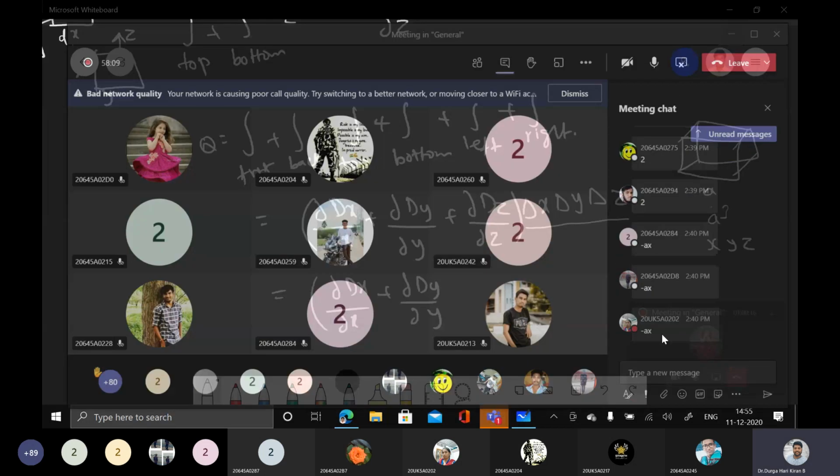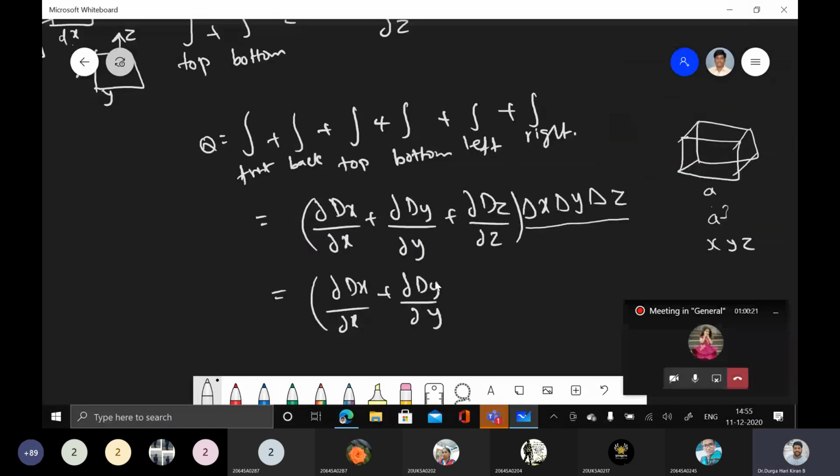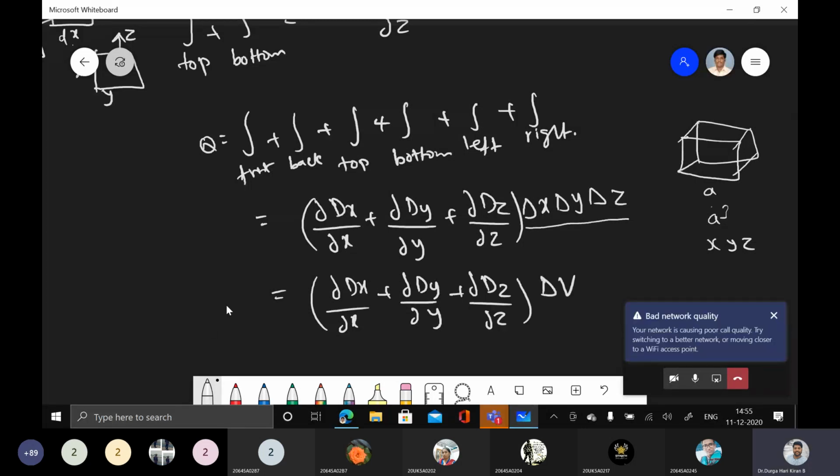I think it is reconnecting, just a minute. So ∂Dx/∂x plus ∂Dy/∂y plus ∂Dz/∂z, so Q is equal to this. This is what I got.